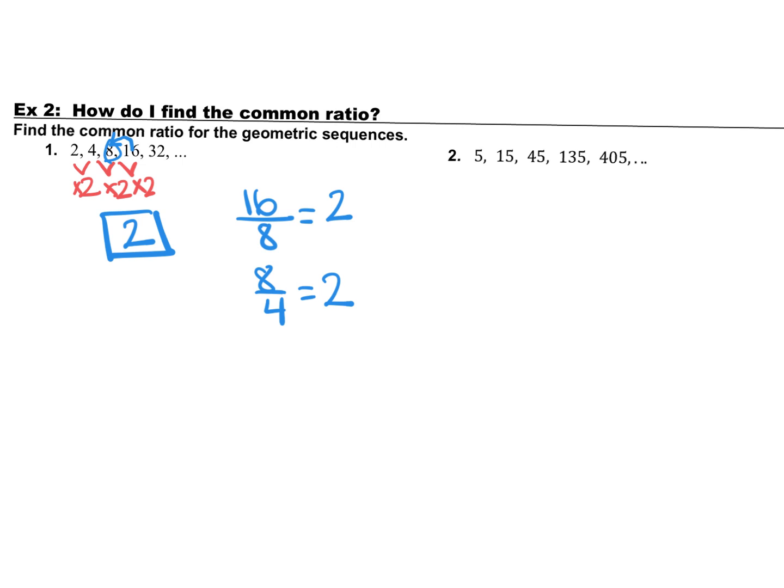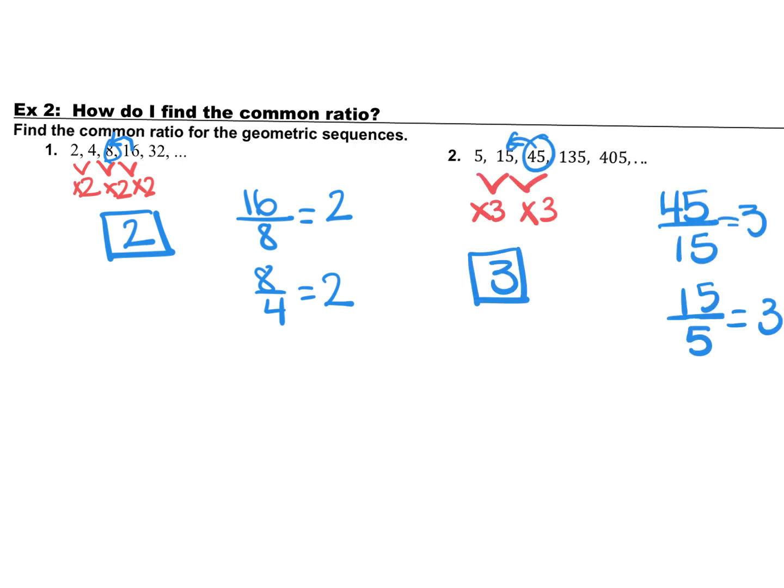All right, for question number 2, I'd like for you to pause the video and see if you can find the common ratio. All right, so hopefully you noticed that we are multiplying by 3, so the common ratio is 3. Now, if you were having a hard time finding it, again, you can take the term and divide it by the previous term. So 45 divided by 15, notice you get 3. Or 15 divided by 5, you get 3.